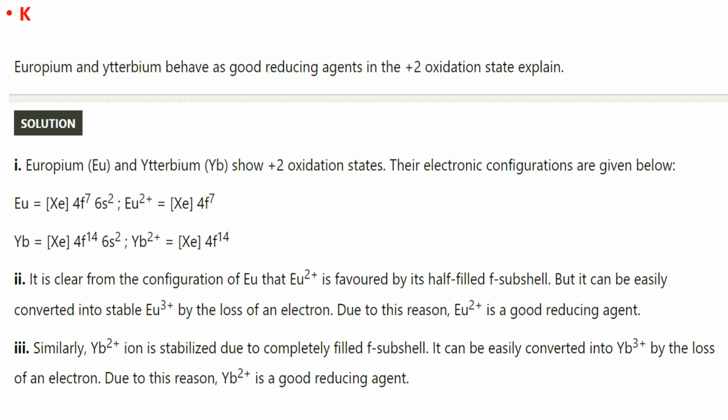Similarly, ytterbium in the +2 oxidation state, the ion is stabilized due to the completely filled f subshell, f14. It can be easily converted into Yb3+ by the loss of an electron. Due to this reason, Yb2+ is a good reducing agent.